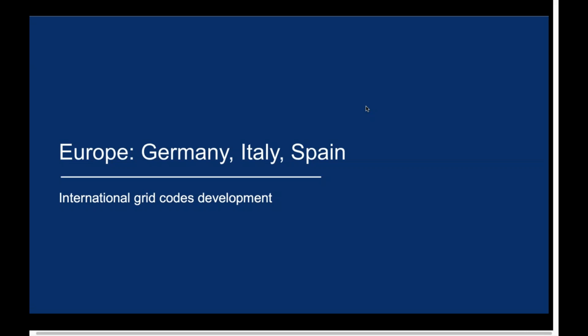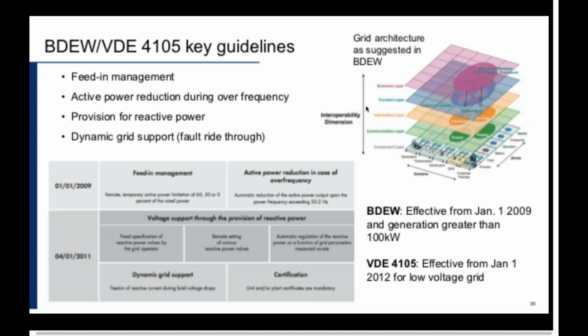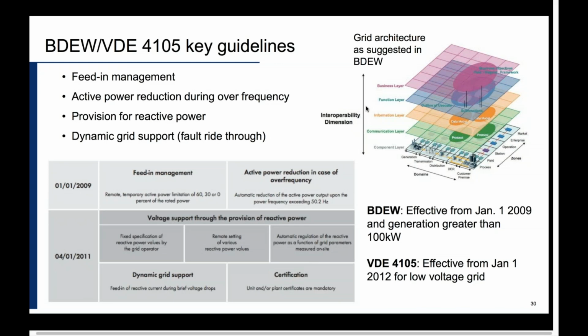Going on to the next part of the webinar, which is international grid code development. Europe has been a leader as well in the area of grid codes and adapting to renewable technologies, which in this case, in the interest of time, we are limiting to Germany, Italy, and Spain. Germany has been a leader specifically when it comes to penetration levels. They have very high penetration.